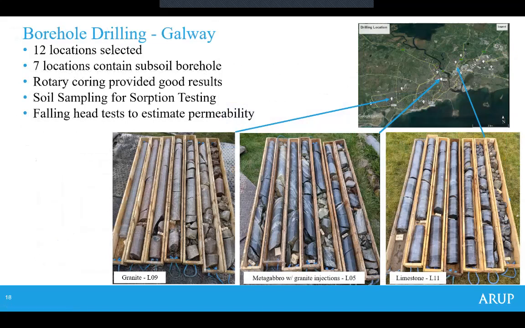So we had the 12 locations. 7 of those included a nested borehole, where we had a shallower borehole in the subsoil, but at 5 of the locations, the subsoil was too thin to include a borehole. And the soil sampling was collected then for absorption testing. We were also able to complete falling head tests to estimate permeability for the boreholes.